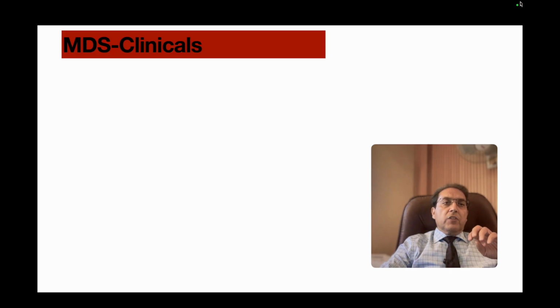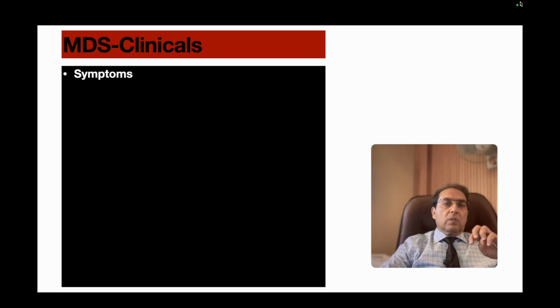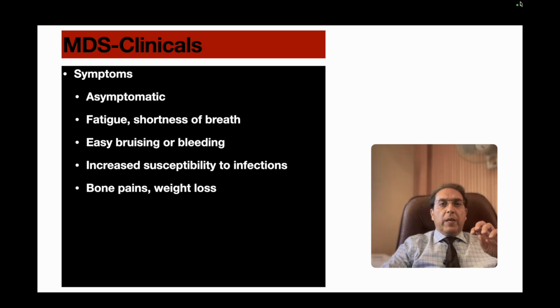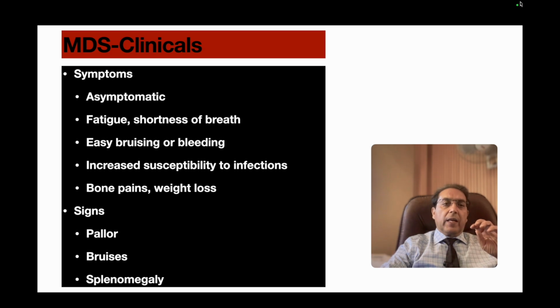Now, what are the clinical features of myelodysplastic syndromes? Depending upon the patient's disease, some patients may be asymptomatic, they may have fatigue and shortness of breath because of the low hemoglobin. There may be bruising or bleeding tendency because of thrombocytopenia. There may be increased propensity for infections and recurrent infections because of neutropenia. Some of the patients may have bone pains, they may have weight loss. When you examine, you'll find they may be pale. Some of them may show bruising, and in some patients there may be splenomegaly as well.